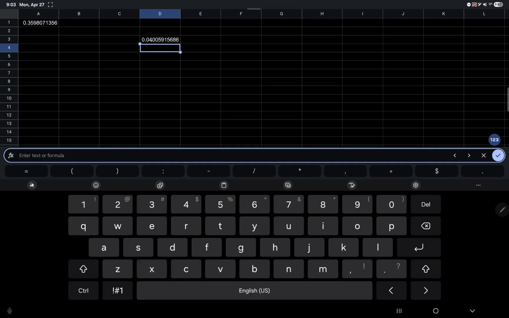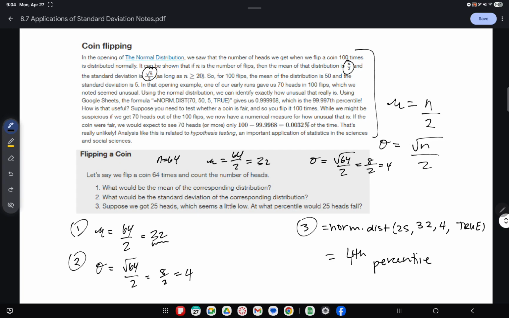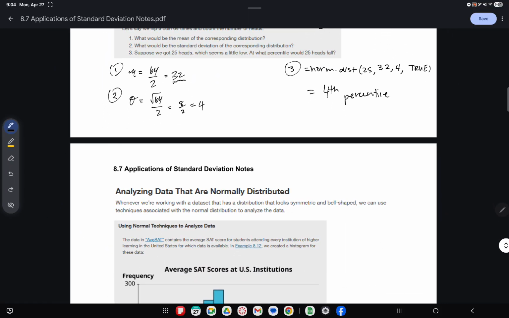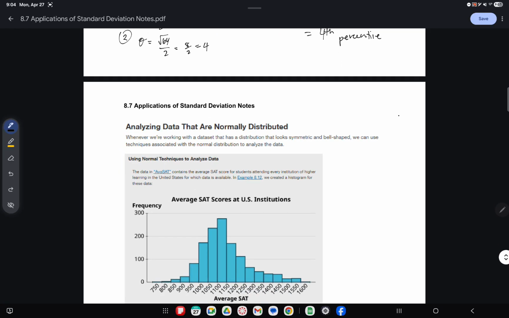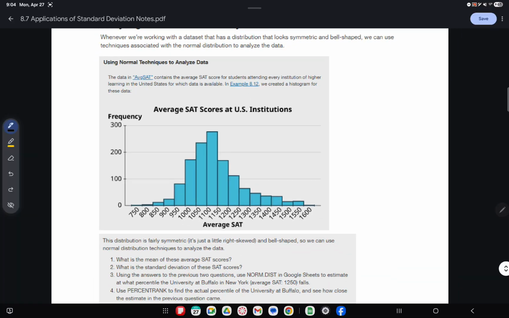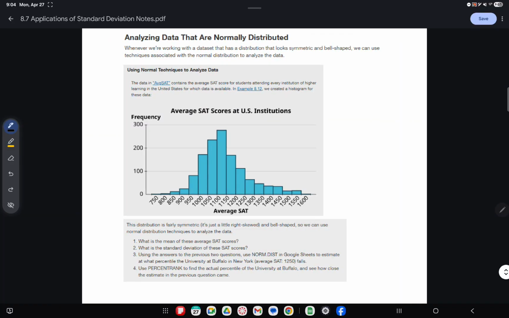So we get 0.0400. So we'll turn that back into like a percentage type thing. 4. So in the 4th percentile. I think that is all for that problem. Okay, and then we want to probably analyze the data, right? So maybe let's look at some pictures and analyze it. Okay.